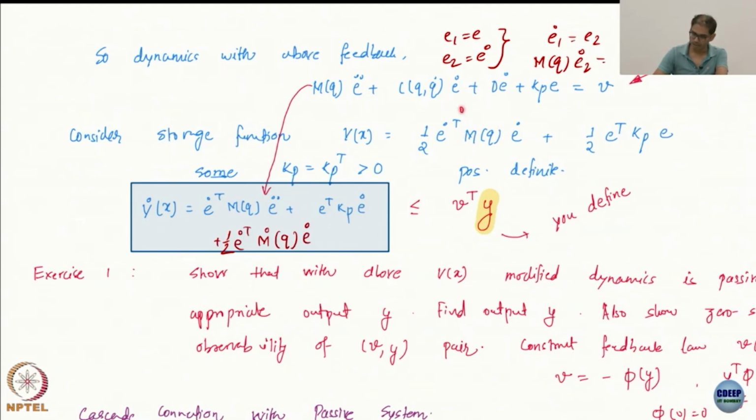You could have done this twice, half E double dot transpose Mq E dot and half E dot transpose Mq E double dot, but it turns out to be the same thing, because the transpose of a scalar is a scalar. This is a scalar quantity, so I can keep taking transposes. And then again the derivative of this is E transpose Kp E dot. Because this is a scalar, I can keep flipping, no problem, the same thing comes out. Great. This I want to be less than or equal to V transpose Y.